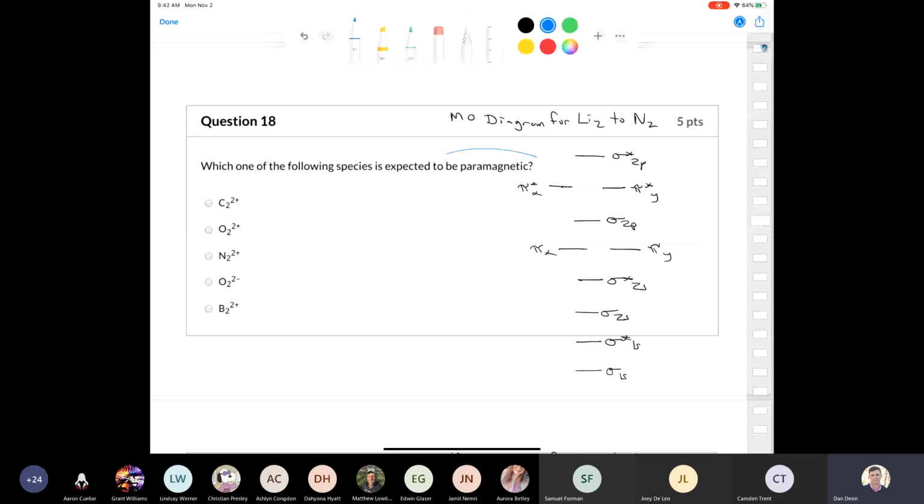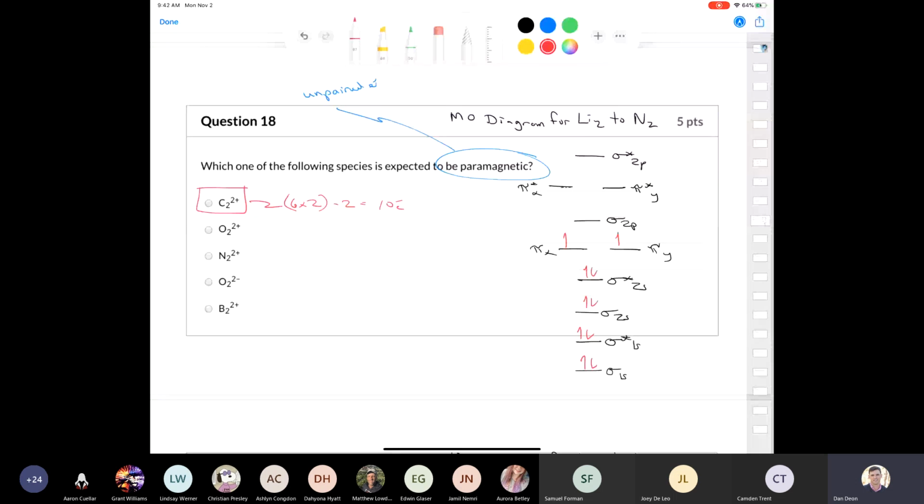What does paramagnetic mean? Paramagnetic means that it's going to have unpaired electrons and that it will be attracted to a magnetic field slightly. Let's start with the C2 2+ ion. Now the total number of electrons that carbon has is 6, so we have 6 times 2, which is 12. Then we're going to subtract 2 because I've got a 2 positive charge. So we're going to have a total of 10 electrons: 1, 2, 3, 4, 5, 6, 7, 8, 9, 10.